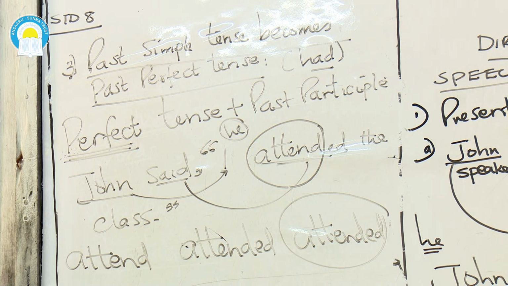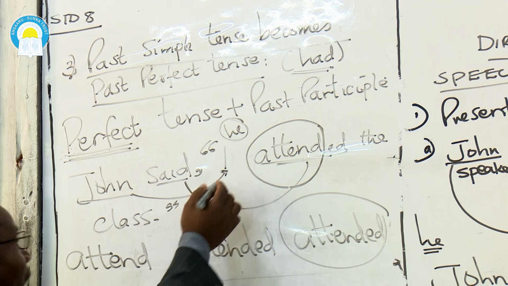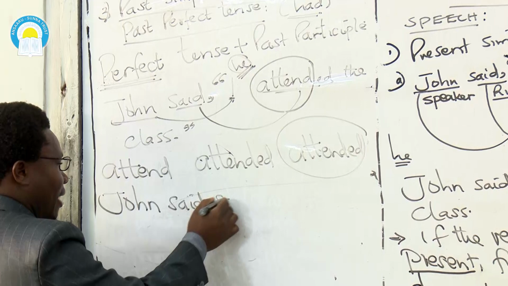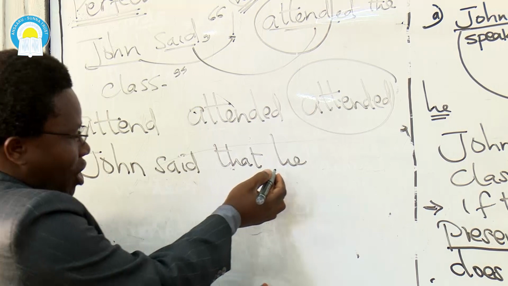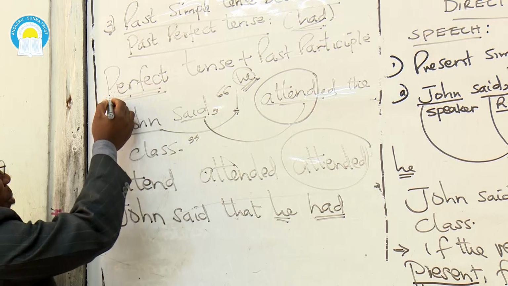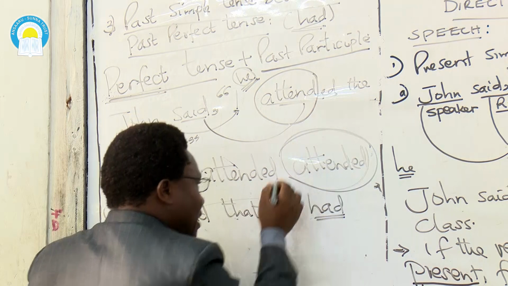Therefore, we are interested in the past participle. We should introduce had immediately after the pronoun, in this case I, which has changed into he. And our sentence therefore becomes, John said that he, immediately after he, viewers, introduce had. And as the rule states, perfect tense should subsequently be followed by the verb in the past participle. The past participle form of attend is attended. So, had attended the class.